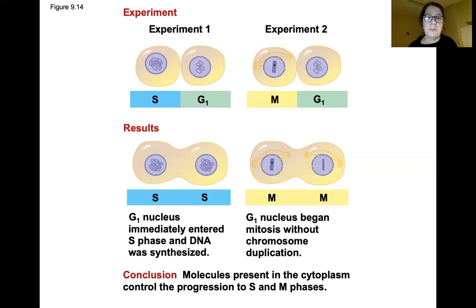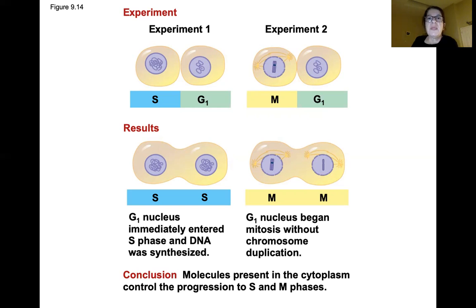And when the cells fuse, their cytoplasm become one, but their nuclei stay separated. And what they found is that the G1 nucleus immediately entered S phase and started synthesizing its DNA. Similarly, in a second experiment, they took an M phase cell and fused it with a G1 cell. And in this case, the G1 nucleus began mitosis. It started condensing its chromosomes and aligning them on the metaphase plate without having duplicated them. So that cell had not undergone DNA replication yet immediately entered mitosis.